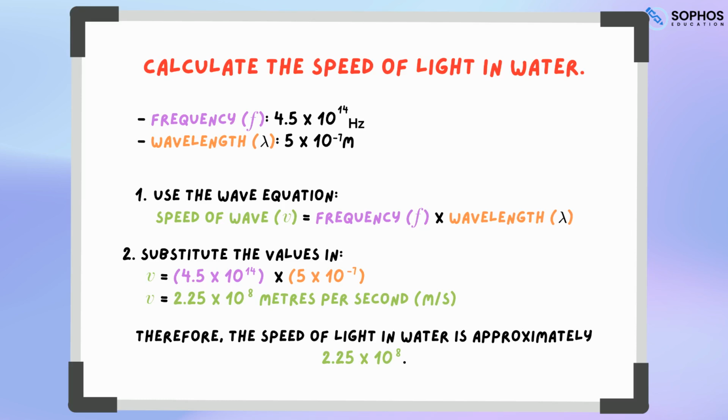By working through these examples, you can see how to apply the wave equation to find any one of the variables when the other two are known. Each problem demonstrates the relationships between speed, frequency, and wavelength for different types of waves. This process will help you tackle various wave-related questions confidently.